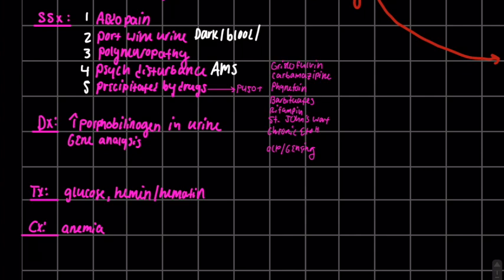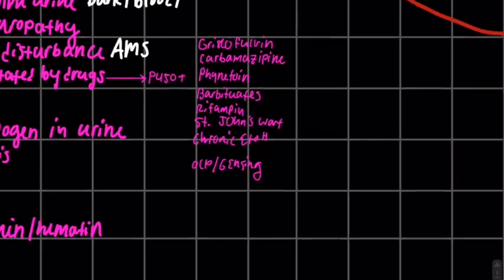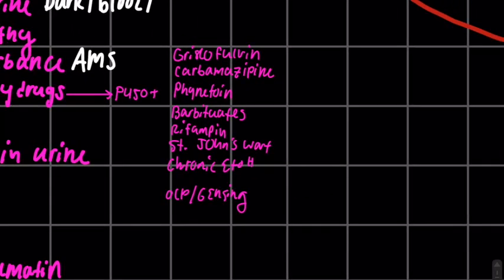All right. The fifth thing about it, the fifth P, is that it's precipitated by drugs, and specifically, these are going to be precipitated by P450 stimulating drugs.